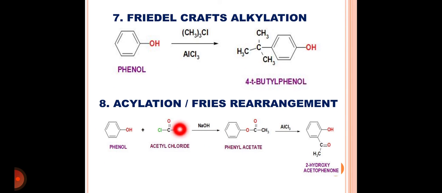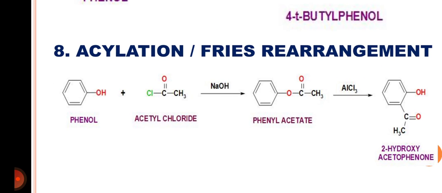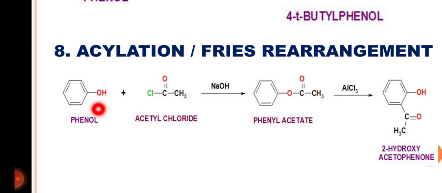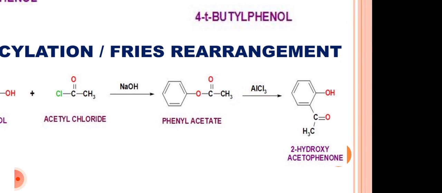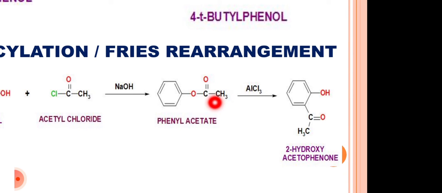The next reaction is the acylation reaction followed by Fries rearrangement. We had already seen that phenol on reaction with acetyl chloride in presence of a base like sodium hydroxide forms phenyl acetate. This phenyl acetate, when treated with aluminum chloride, the acetyl group, that is CH3CO group, gets migrated to the ortho position of the hydroxyl group, and we get formation of 2-hydroxyacetophenone.